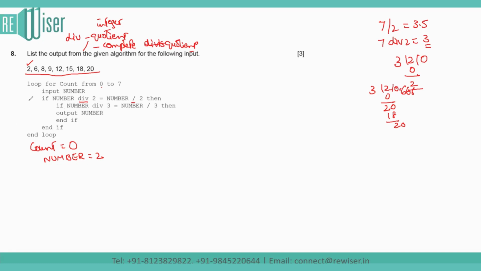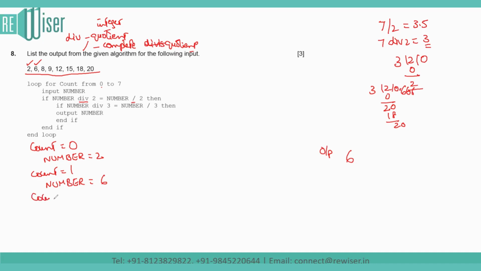Then you go back to the beginning of the loop, and count becomes 1. Again you are inputting a number. The value of number is 6, the second value that you are inputting. Now you check: 6 div 2 is 3, and number divided by 2 is also 3. Then 6 div 3 is 2, and number divided by 3 is also 2. So yes, it is true. Then output the value of number. So in your final output, you'll get 6. It will be printed.